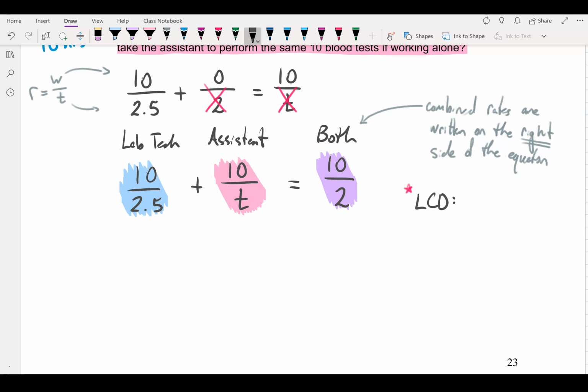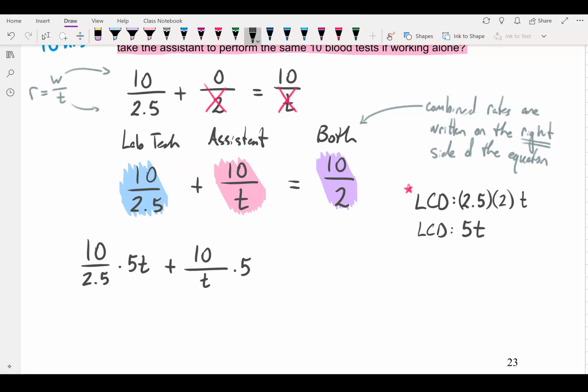Anyway, what I'll do is take the 2.5 that I see, and I'll see another number 2, and I'll take the t. All right? What that gives us, the LCD, what it works out to, 2.5 times 2 is 5, and then t. So let's multiply everything by 5t and see what happens, okay? I'll write out all the workings. This times 5t plus 10 over t times 5t. And now 10 over 2. 10 over 2, that's just 5.